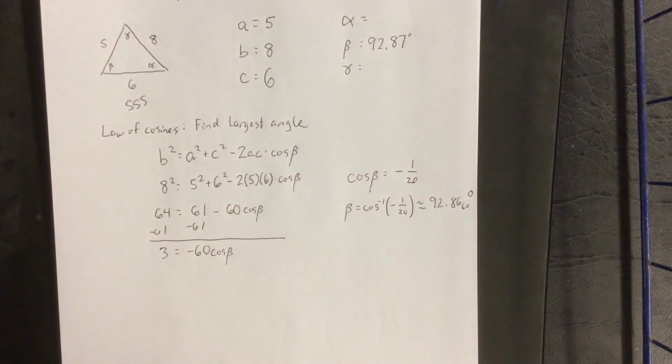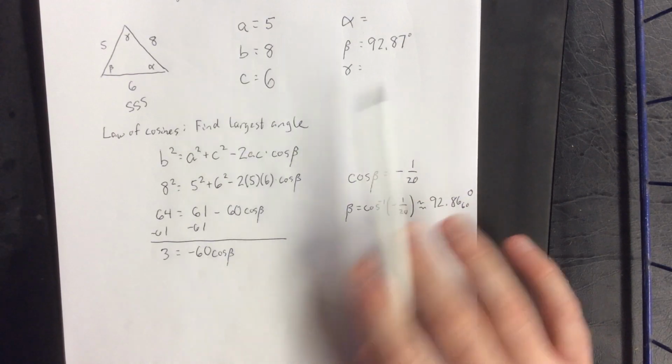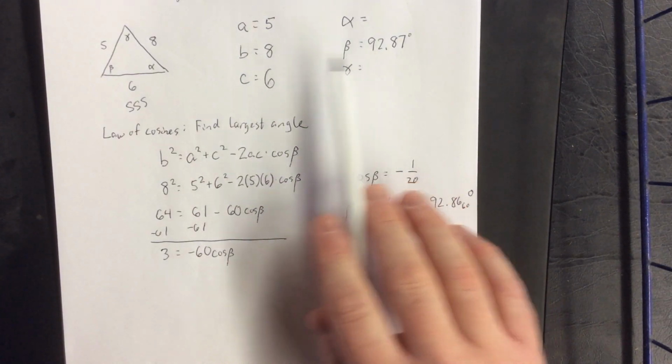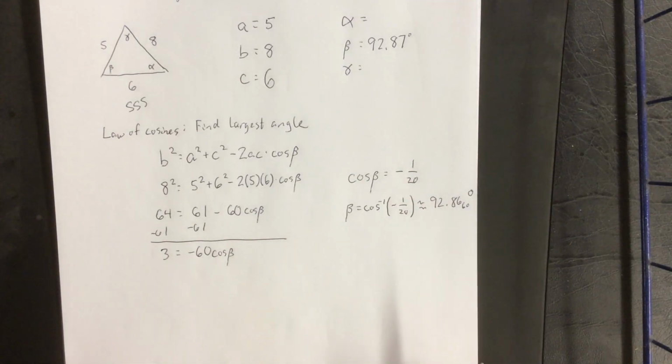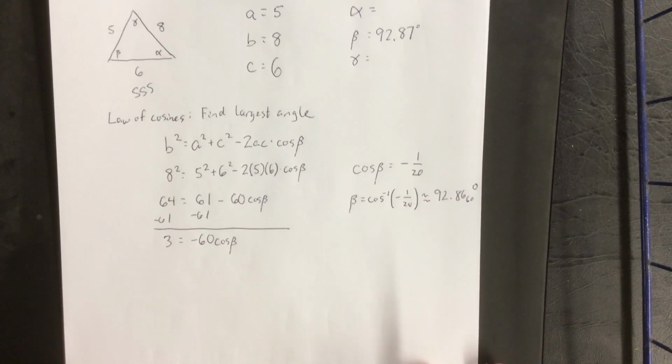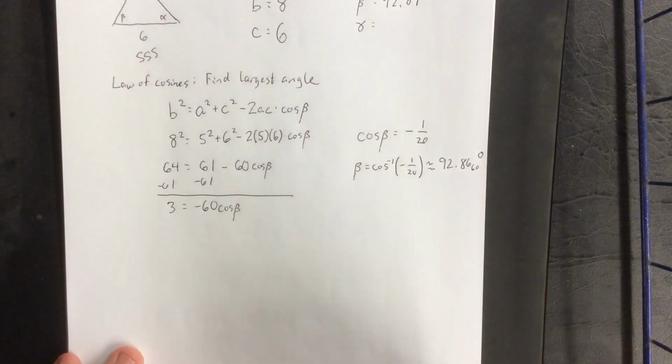Now at this point, you have a couple of options. What you could do is repeat what we just did, using the law of cosines to find either alpha or gamma. That is allowed. You also have a corresponding angle-side pair, and you could use the law of sines to find one of those other two angles. What I'd like to do is demonstrate that both of these will get you to the same result as I find the angle gamma.